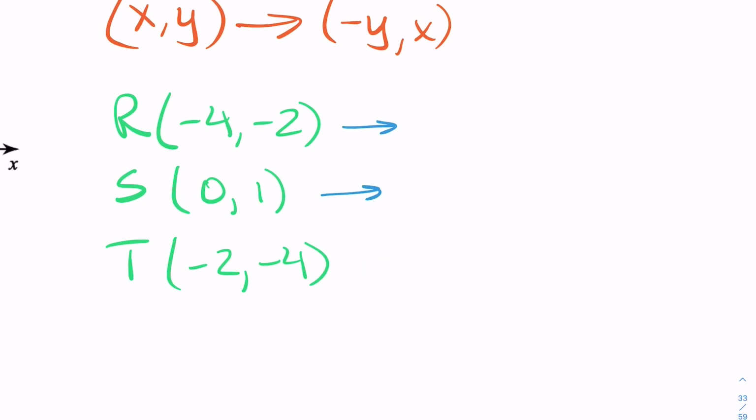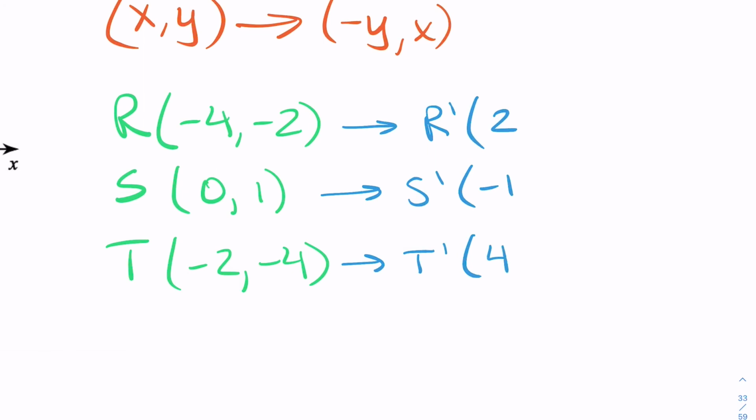So now I'm going to do R prime, S prime, and T prime. And R prime is, again, I do columns. I don't like to do each point on its own. I do all the points at once. So what's the opposite of y? It's going to be 2. So this goes here. Opposite of 1 goes there, which is negative 1, and opposite of negative 4 goes there, which is 4.